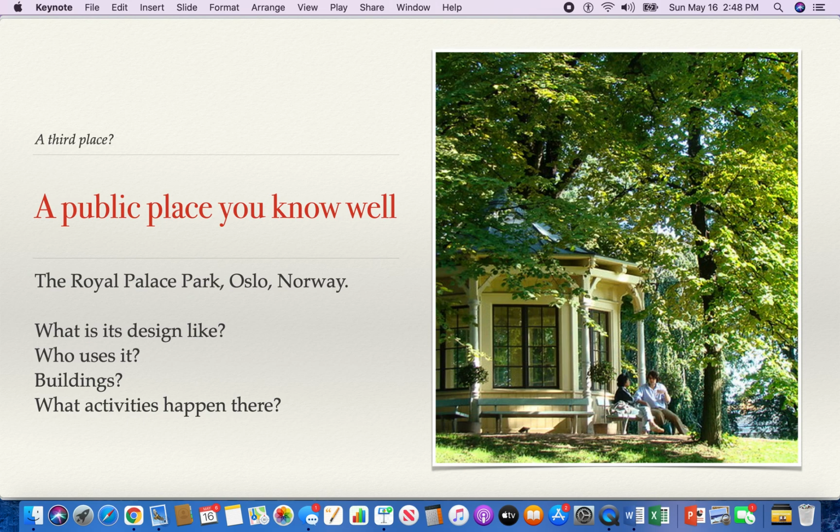Are there buildings? Well, yeah, in addition to the castle, which is the only place you can't go into, there are lots of small buildings here and there. And what activities happen there? People basically just hang out and chat with friends. A lot of people take pictures of the castle and things like that. Not Norwegians, I don't think we would do that, but a lot of people do. There are a few organized things, but mostly it's very casual and informal. People hang out there to eat an ice cream in the summer, or in the winter when there's snow, they go skiing there.